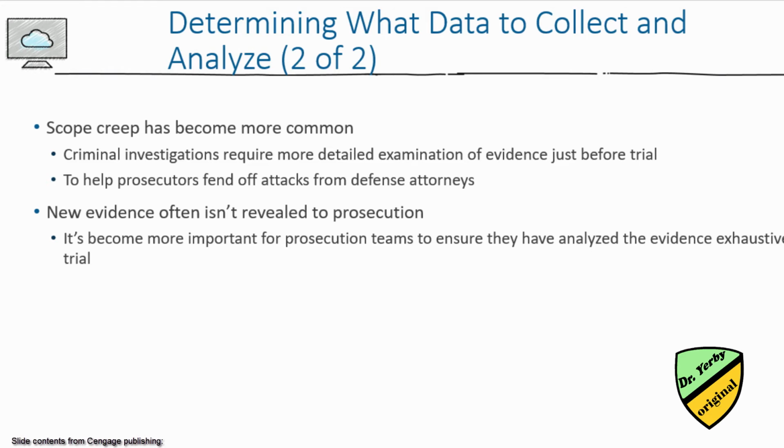Let's see. New evidence often isn't revealed to prosecution. Yep. It's become more important for prosecution teams to ensure they have analyzed the evidence exhaustively before trial. So again, as the person that first has the evidence in a criminal case, it's up to that law enforcement officer or that examiner that works in their public position to exhaustively look through everything that's going to be exculpatory evidence or inculpatory evidence that's going to help make the case when this report goes to a criminal trial.